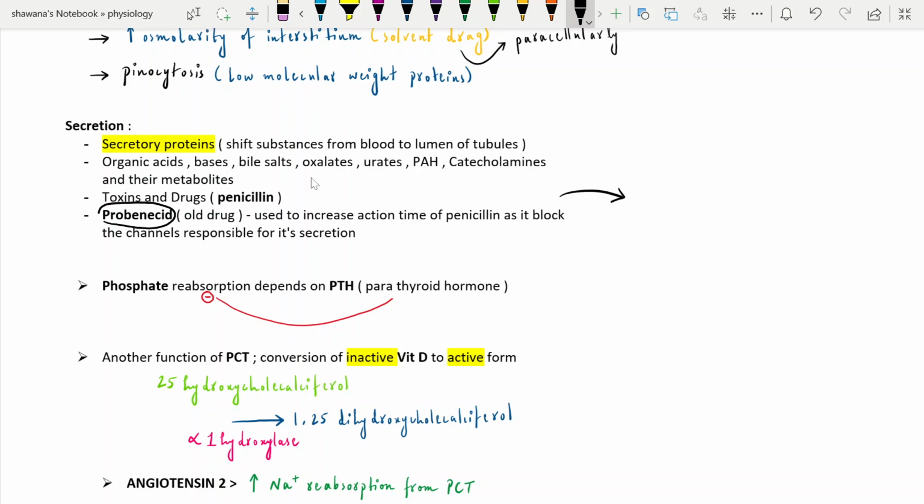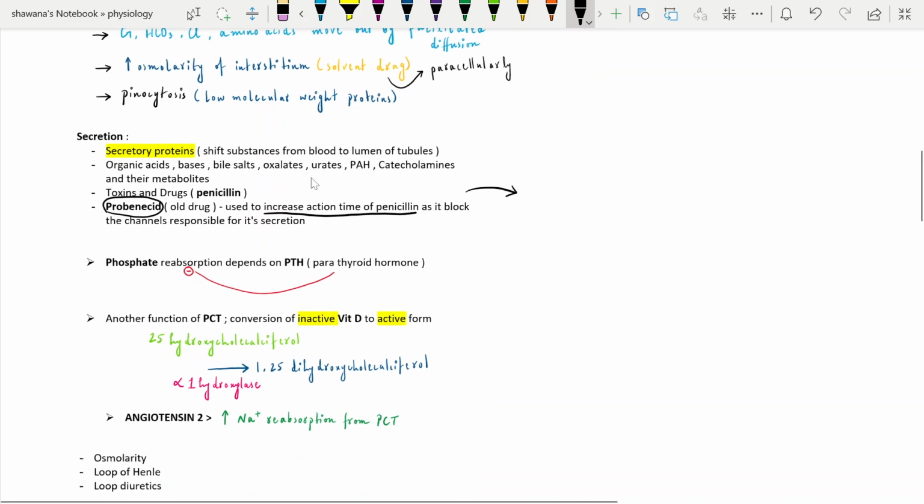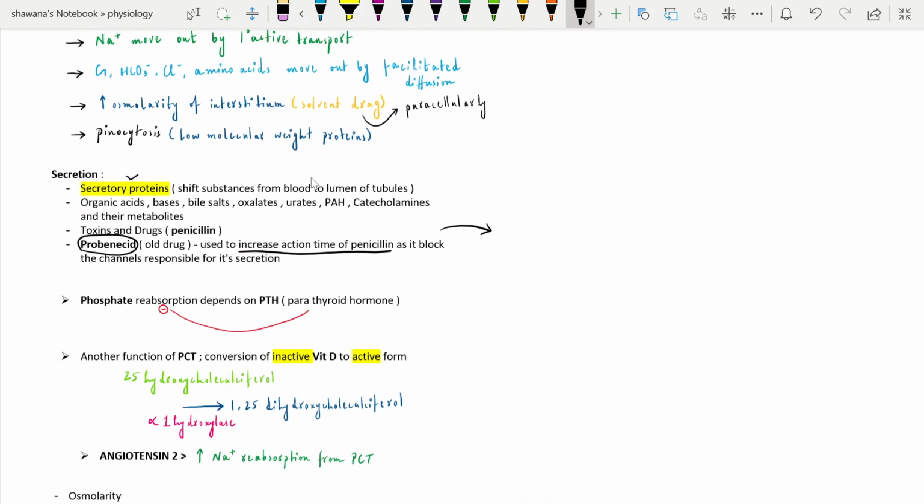Probenecid was an old drug that was used before, but its function is somewhat different. It is used to increase the action time of penicillin. How does it do that? Because there are secretory proteins, or channel proteins, that secrete substances from the blood to the lumen of the nephron, and probenecid blocks them, inhibiting the secretory proteins from functioning.